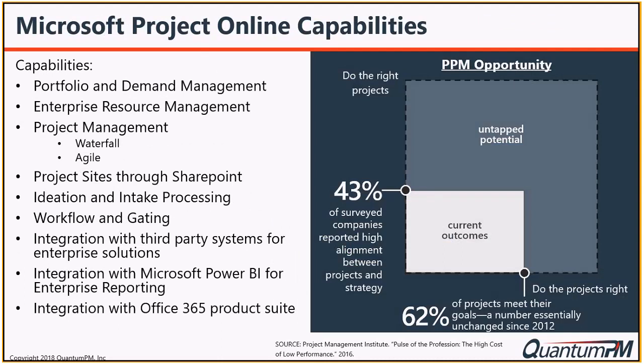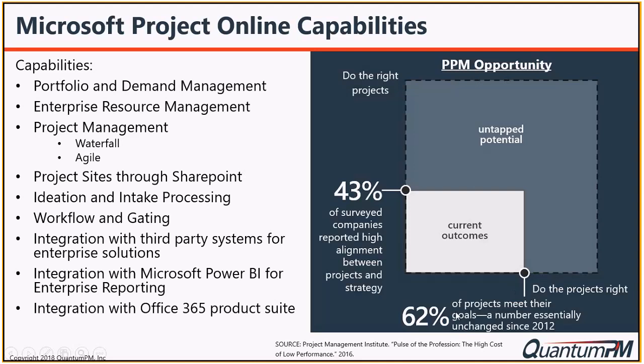Okay, let's talk about the capabilities. And this is an interesting document that Microsoft put out, that the PMI Institute published. In terms of the PPM opportunity, essentially what this shows on the right is that companies are not taking maximum advantage of what PPM can do for an organization in terms of achieving and optimizing ROI on investments from both a dollar perspective and also from a resourcing perspective. So this PMI chart on the right, what this tells you is, on the x-axis here, which projects are we doing properly? 62% of projects meet the goals.